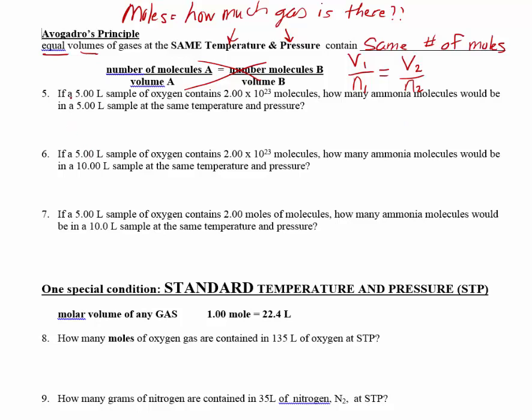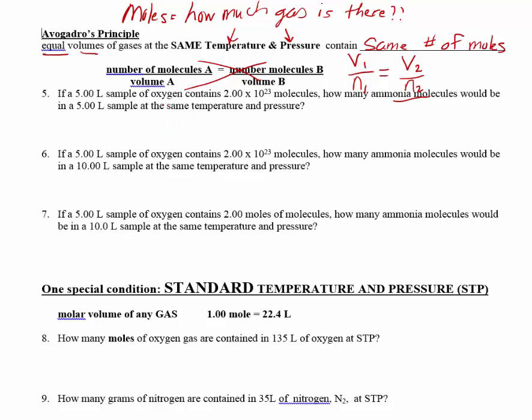So look at the problem. A 5-liter sample of oxygen contains this many molecules. Remember, moles is really the same as molecules; to get to moles from molecules, you multiply by that number you love, 6.02 times 10 to the 23rd. So how many ammonia molecules would there be? We're talking about different gases, but it doesn't matter. That's the cool thing about Avogadro's. It doesn't matter which gas you have. Any gas at the same temperature and pressure is going to contain the same amount.